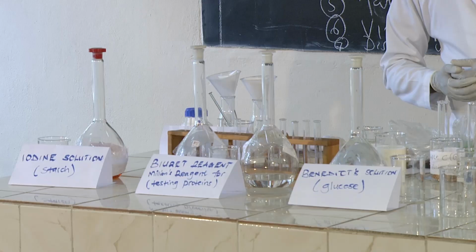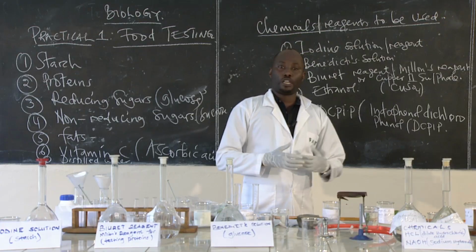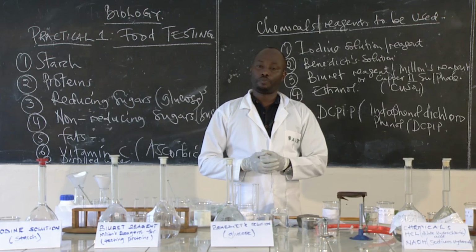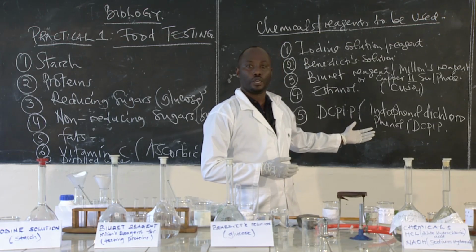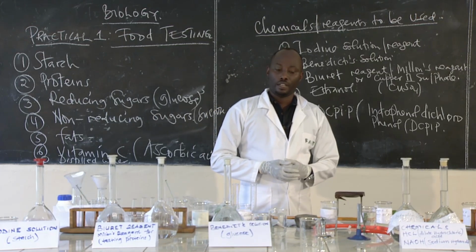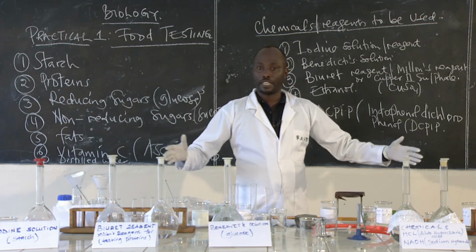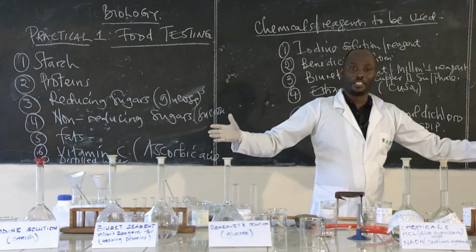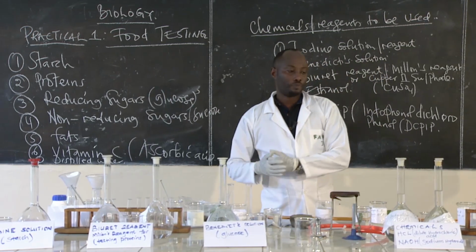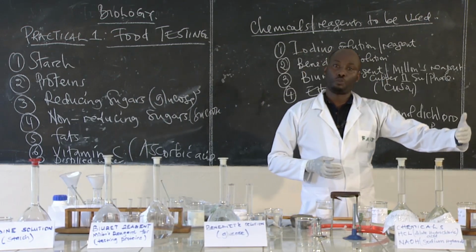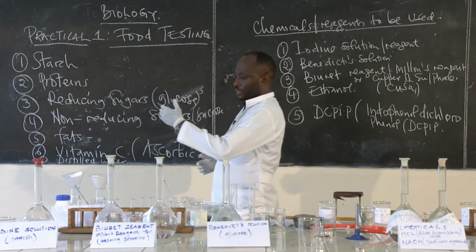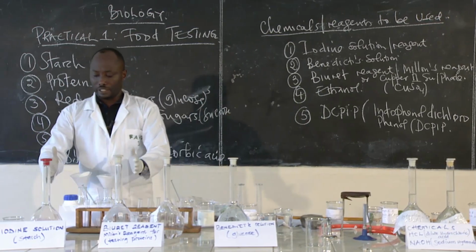So students, you've seen that I've mentioned the nutrients that we're going to be testing and the chemicals that we are going to be using for the food tests. There you can see I'm standing in front of a well decorated table. There are very many food compounds in front of me, and very many chemicals that we're going to be using for testing these food compounds. I'm going to start with table 1.